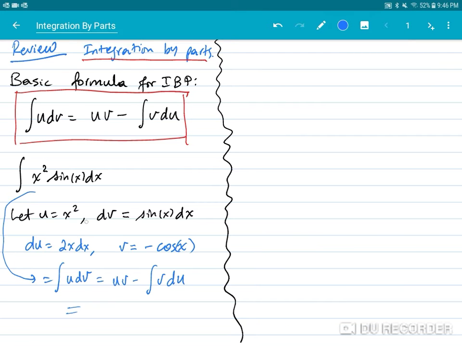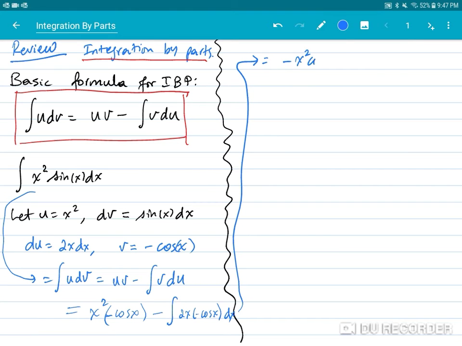Now what's u? u is x squared. v is minus cos x. I'll put this in parentheses because we have to multiply them. Minus the integral of 2x dx times minus cos x, that's 2x times minus cos x dx. Okay, I'll bring this up here. That gives us minus x squared cosine x. This is this part.